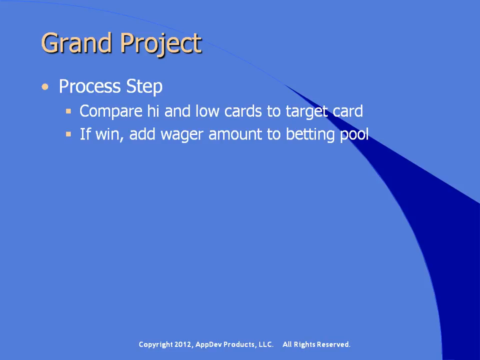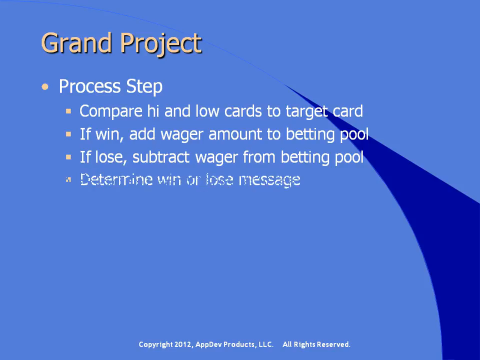If we have a win, then the process step has to add the amount of the wager back into their balance, or what I call the betting pool. That's the pool of cash that the player has to continue playing the game. If they lose, then we have to have rules that say subtract the amount of the wager from the betting pool, and we should probably also check at that point to see if the game ends, because if they're broke, by definition, that's the end of the game. If they are broke, then, well, the game ends.